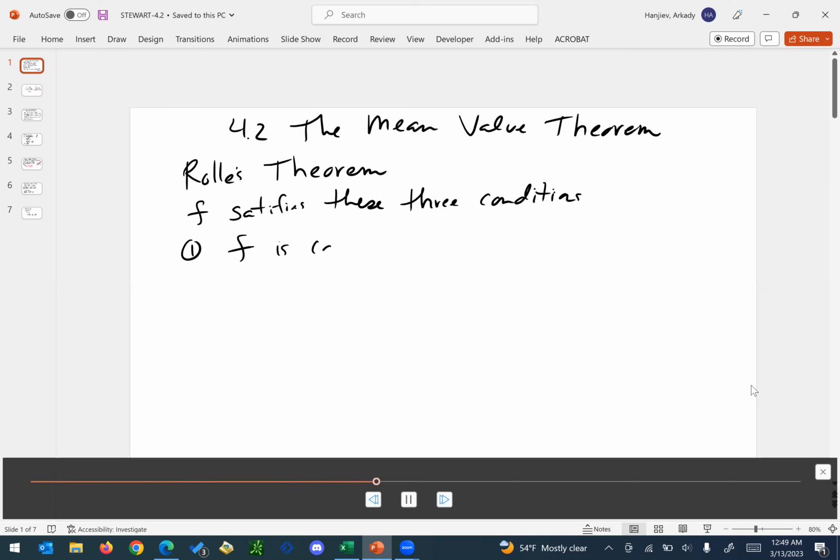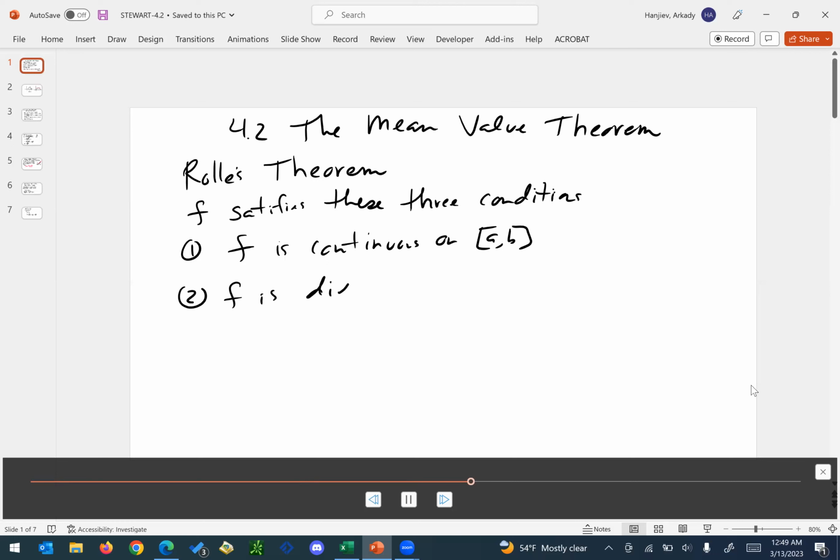So first condition is that f is a continuous function on a closed interval from a to b, which means when you draw this function, you cannot lift your pencil off your sheet of paper. You have to draw it from a to b directly.